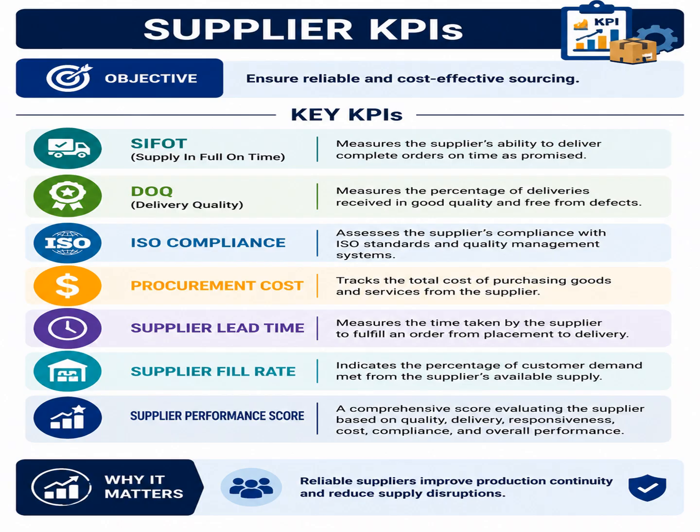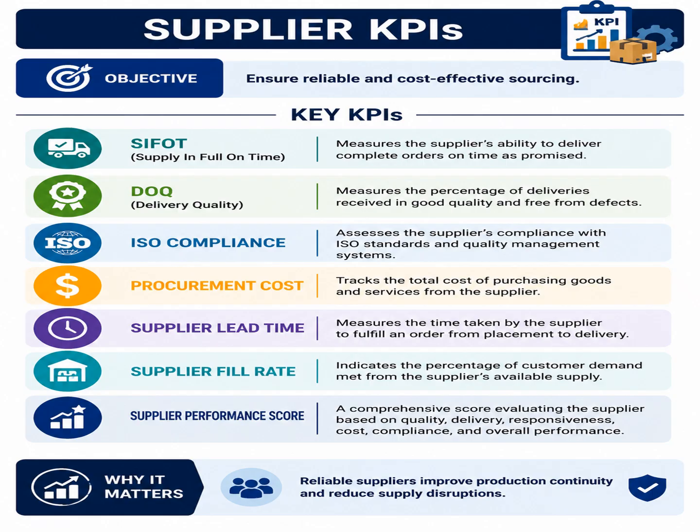The next stage in supply chain performance KPI mapping is sourcing and supplier selection. The objective of supplier KPIs is to ensure reliable, high quality, and cost-effective sourcing that supports uninterrupted business operations. These key performance indicators measure how effectively suppliers meet organizational expectations in terms of quality, cost, and delivery. Important supplier KPIs include supply in full on time (SIFIT), delivery quality (DOQ), ISO compliance, procurement cost, supplier lead time, supplier fill rate, and the supplier performance score.